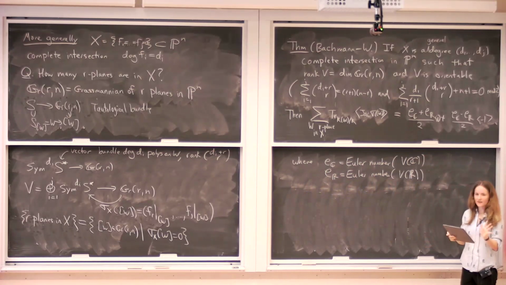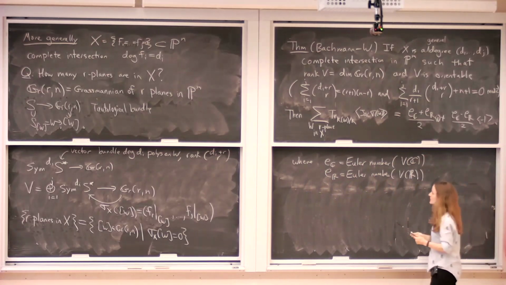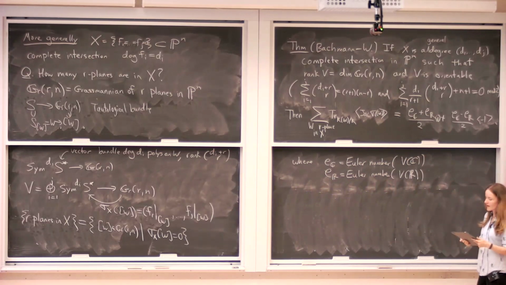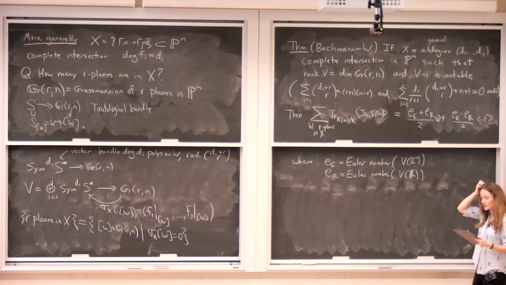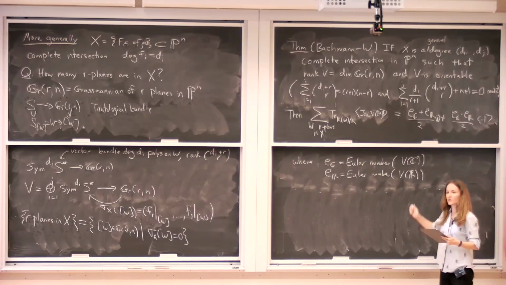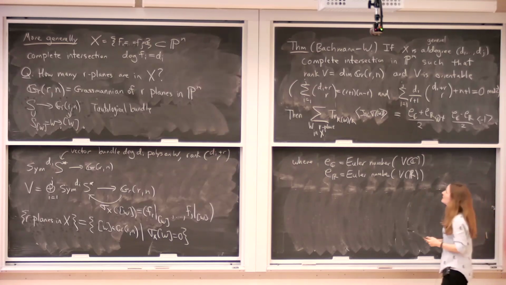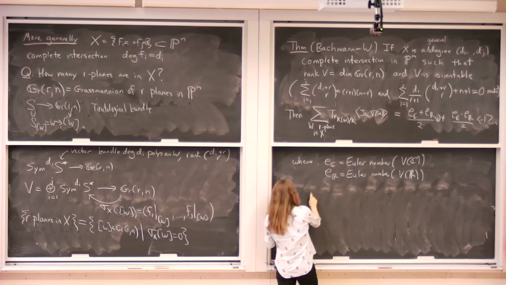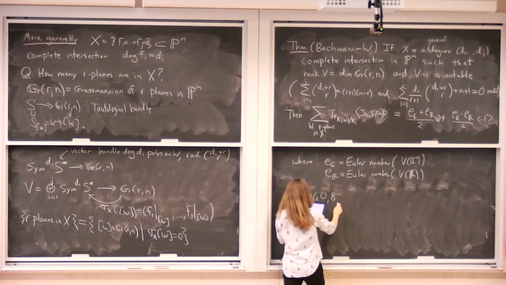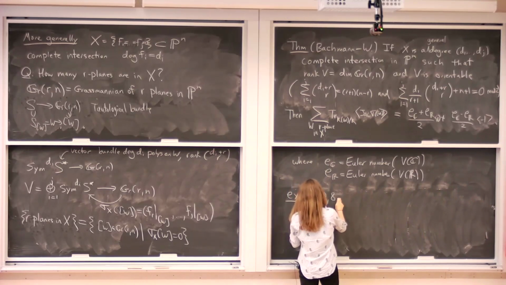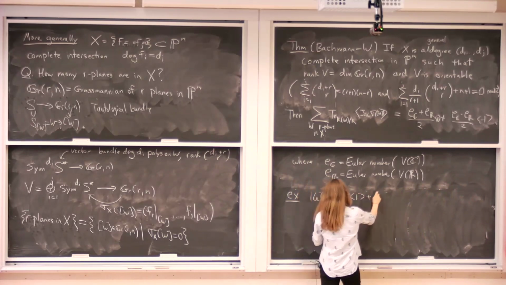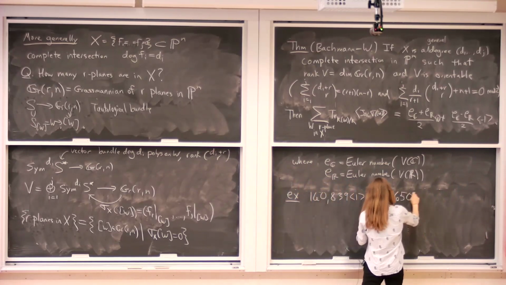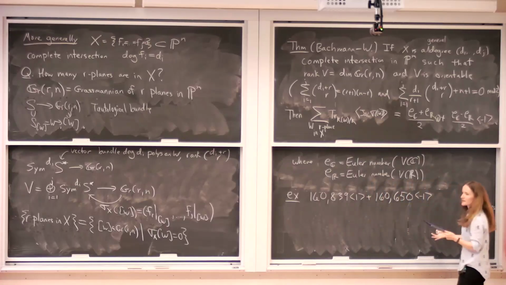Sometimes there aren't great, to my knowledge, closed-form solutions for EC and ER. Mark Levine did the case of lines on a hypersurface. Stephen McKean has a beautiful Bézout theorem. Sabrina Pauli did a dynamic intersection for the quintic threefold case of this result. And as an example that's explicit, we can use calculations of Finashin and Kharlamov over R and get 160,839 1 plus 160,650 minus 1. I think this is the largest number I've ever written in a paper.